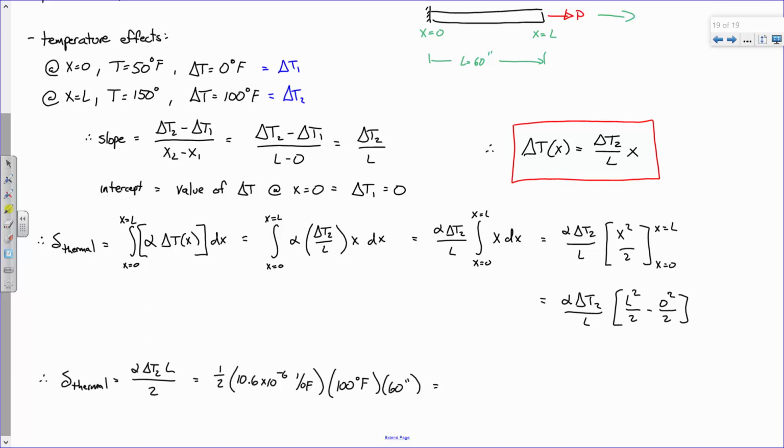So what are we getting here? 0.318. Is that what you said? Do I got a second on that? Anybody else get that? Okay. All right. Good.